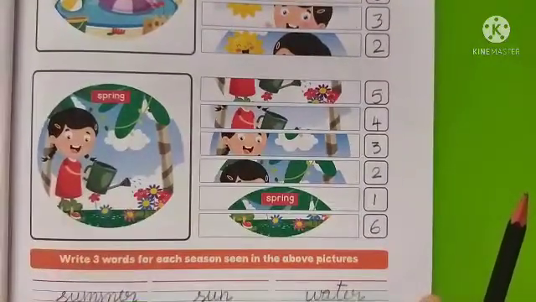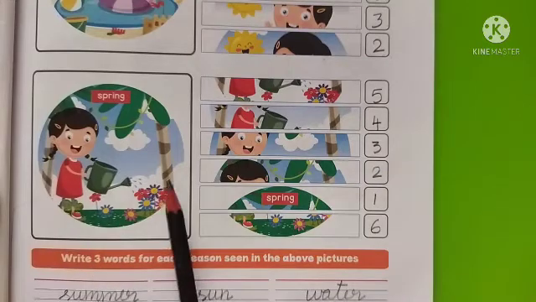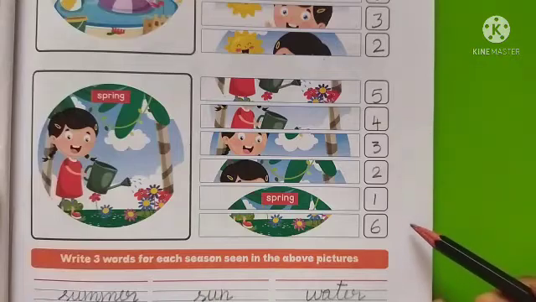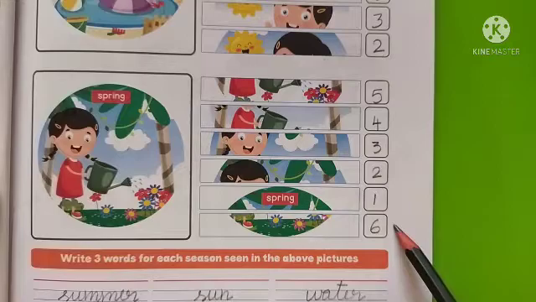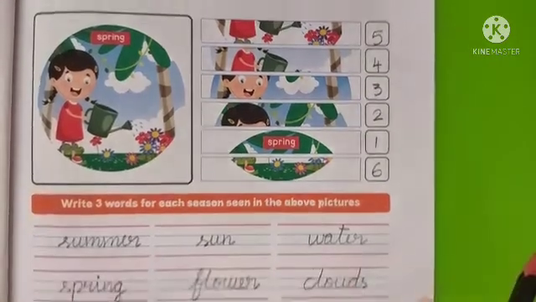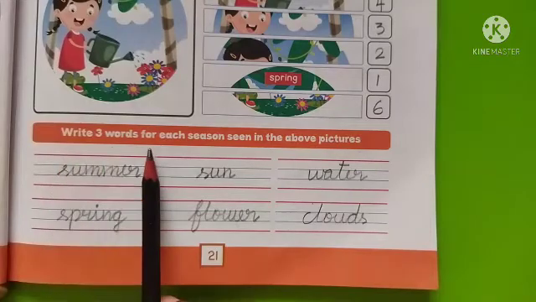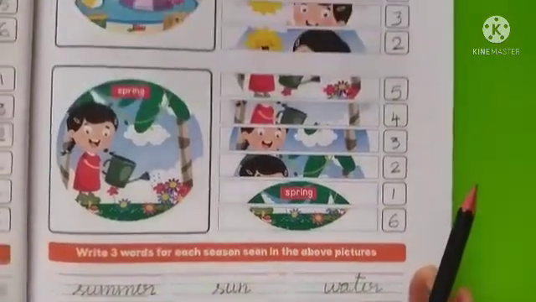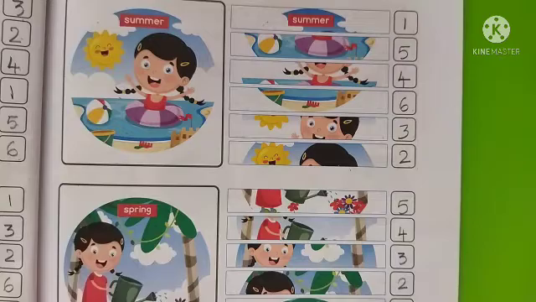Next comes the spring season. Spring season is full of colors. You can see green leaves, colorful flowers. We have to number the puzzle by looking at the picture given. Children, hope you will continue the activity. After completing this, let us move on to the next activity where we have to write 3 words for each season seen in the above pictures. Here we have summer and spring season. We have to write any 3 words related to summer season and spring season.